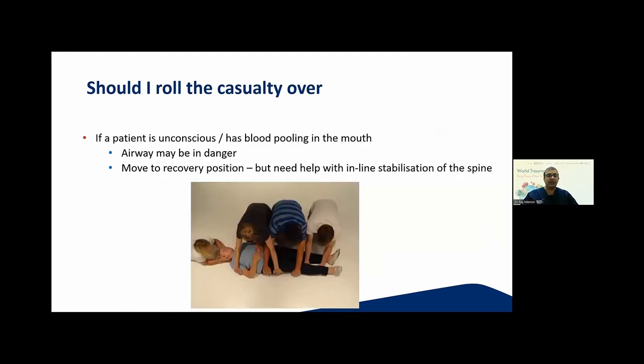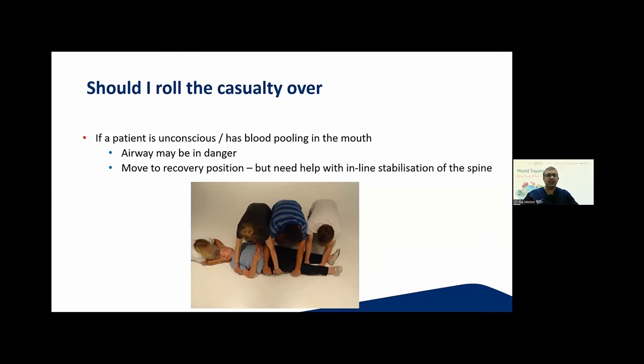Now, the unusual situation would be in a patient who is supine or lying flat, but has problems with his airway. This is especially when you have lots of blood pooling in the mouth, when he's unconscious and his breathing is difficult. Then moving him to a recovery, or at least a lateral position, would be important, but you do need quite a lot of people to help you with that.